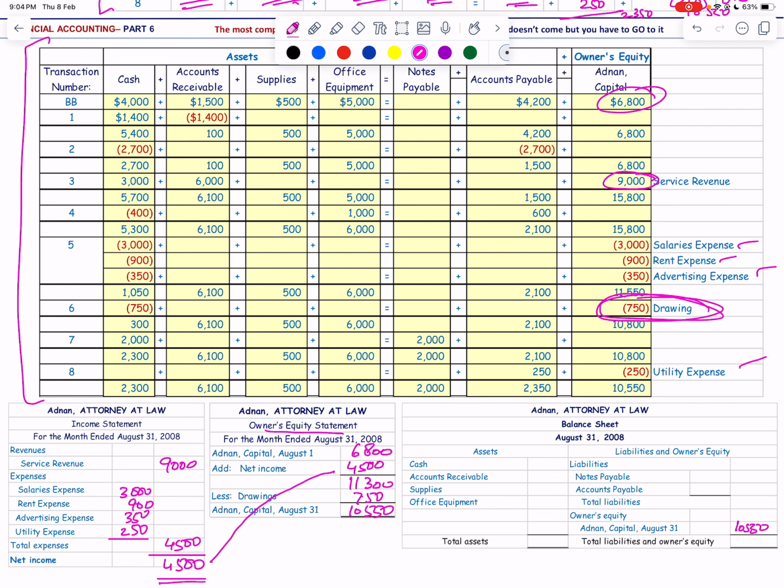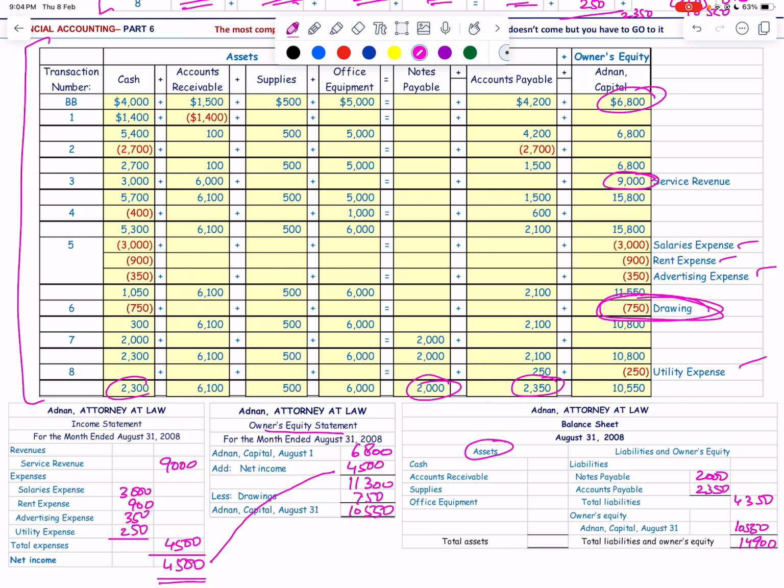10,550. We record the liabilities. We have notes payable of 2,000, accounts payable 2,350, for a total of 4,350. So when we make the total it will be 14,900. Let us look into the assets.